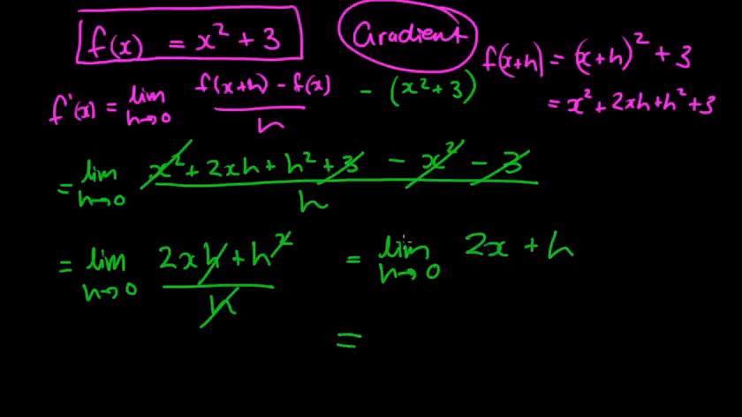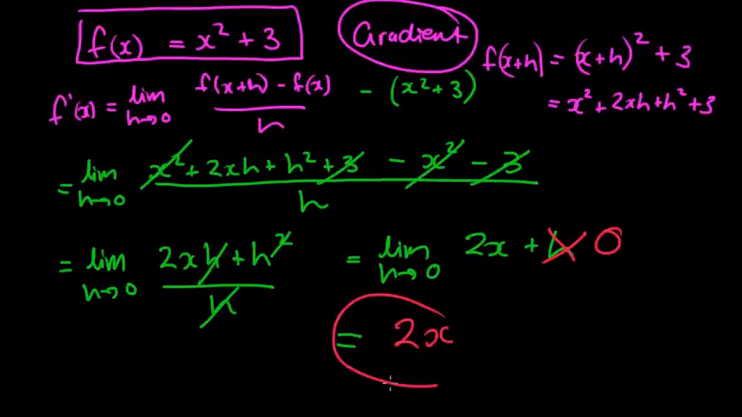Now finally, we've said the limit as h approaches 0. So instead of having the h here, we're going to replace that with 0. So 2x plus 0 is simply equal to 2x. And I've found the value of my gradient for the graph f of x equals x squared plus 3.